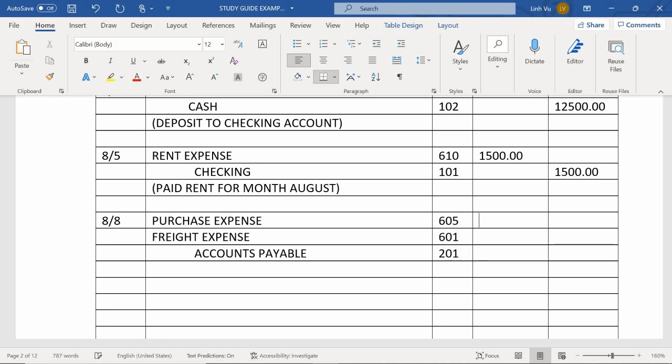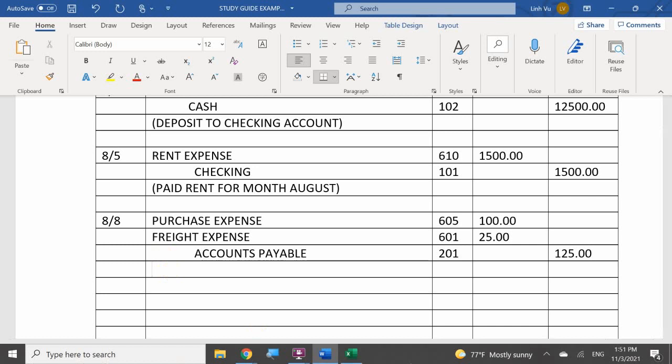So we have purchase expense is 605, freight is 601, and accounts payable is 201. It is 100, for $1 each, 100 on the purchase expense debit, and we have $25 freight, so $125 on the credit side. Good.